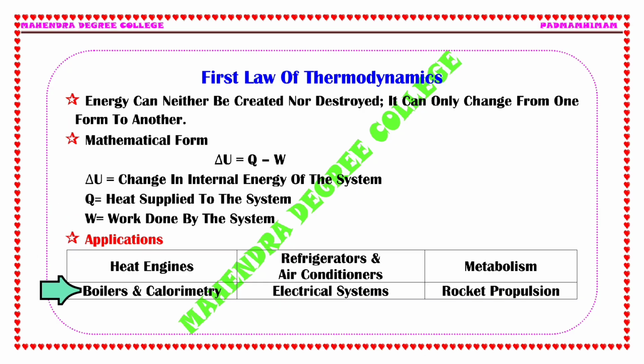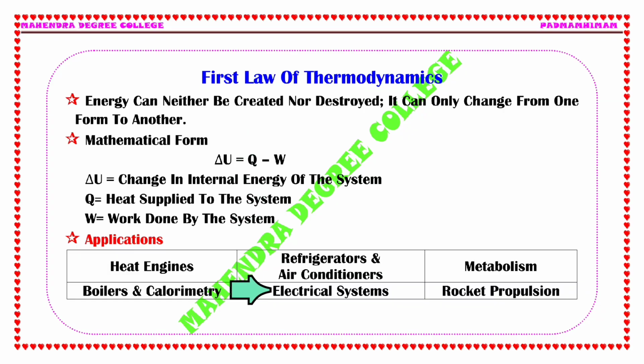Fourth one, boilers and calorimetry. In a boiler, heat is supplied to water. Part of this heat increases the internal energy of water, means temperature rise, steam formation. The remaining part is used for the work of expansion of steam. Example: steam power plants.